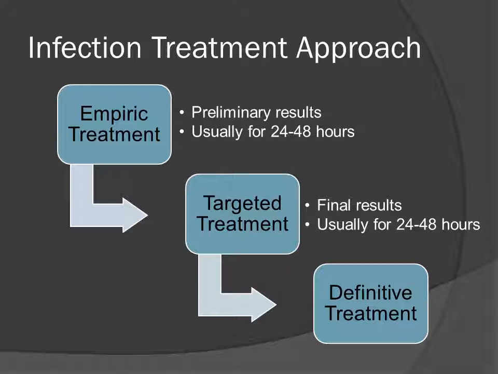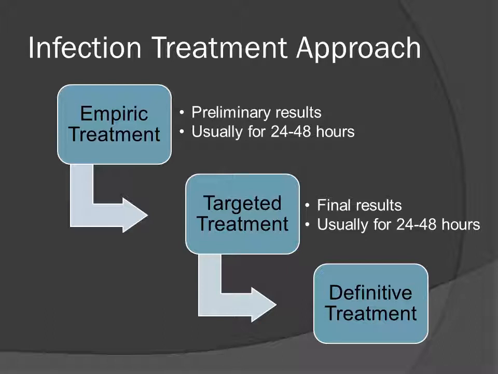With empiric therapy, you have a diagnosis or a general idea of where the infection is coming from. You typically give this therapy for 24 to 48 hours. After that time, you look at more targeted treatment. So you start to get culture results back, and you usually give this targeted treatment for about 24 to 48 hours. You then de-escalate to your definitive treatment.